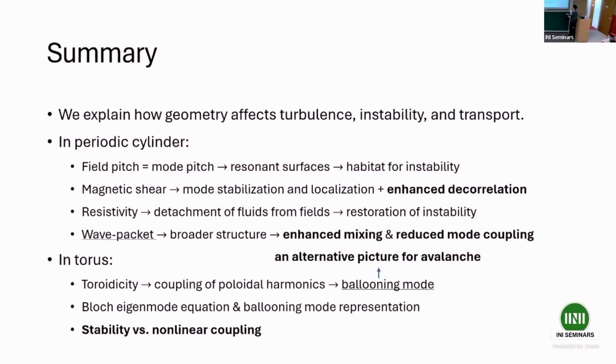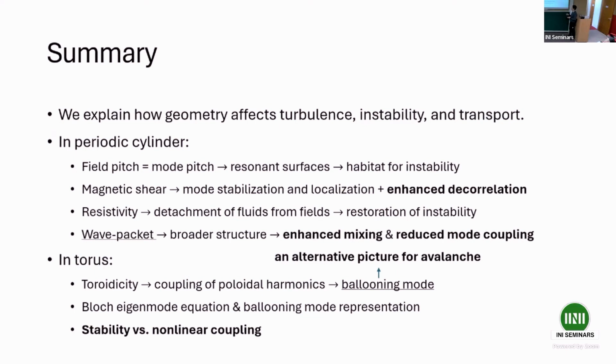So here comes the summary. In this talk, we explain how the geometry affects turbulence, instability, and transport. In the periodic cylinder, I showed that when the field pitch equals the mode pitch, we can define resonant surfaces, which are the ideal habitat for instability. However, the magnetic shear can stabilize and localize the mode. Regarding the nonlinear effect of the magnetic shear, it can lead to enhanced correlation. And then resistivity can detach the fluids from the fields, which restores the instability. But now the instability is still very narrow.